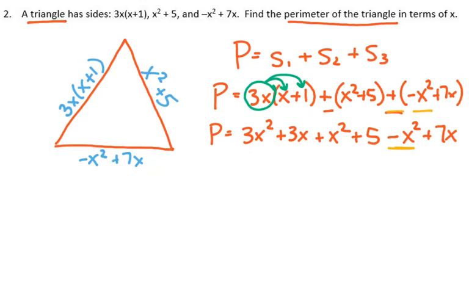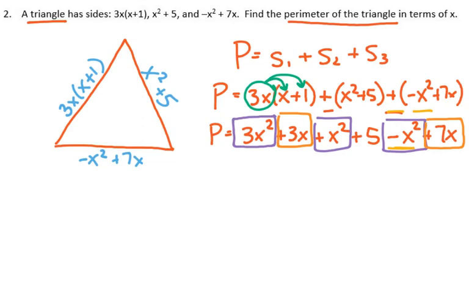From here, I want to take a look at combining my like terms. So the first thing I'll do is look for my x squareds. So I have a 3x squared, a positive x squared, and a negative x squared. Now I can look to combine my x's. So I have a plus 3x and a plus 7x. And lastly, I have a 5 by itself.